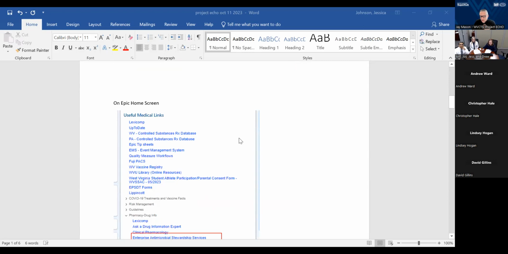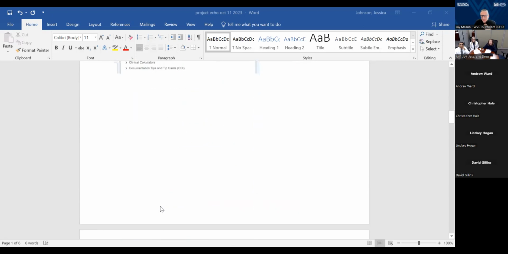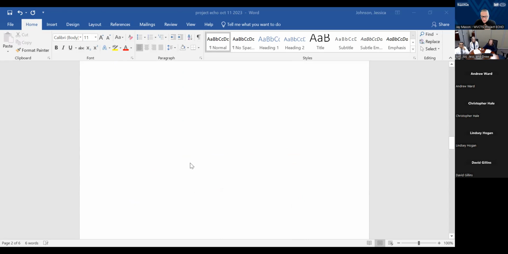One of the biggest parts about my job is knowing your resources. So shout out to our enterprise antimicrobial stewardship service. If you go to your Epic home screen and click here, you have all these awesome resources that can be really helpful with things like this.